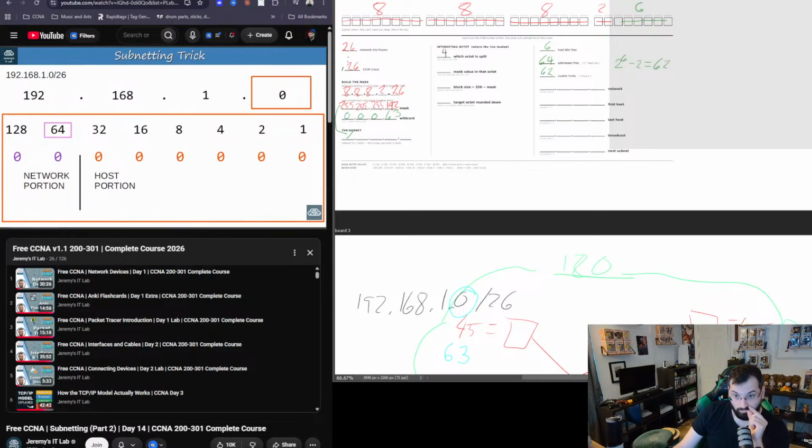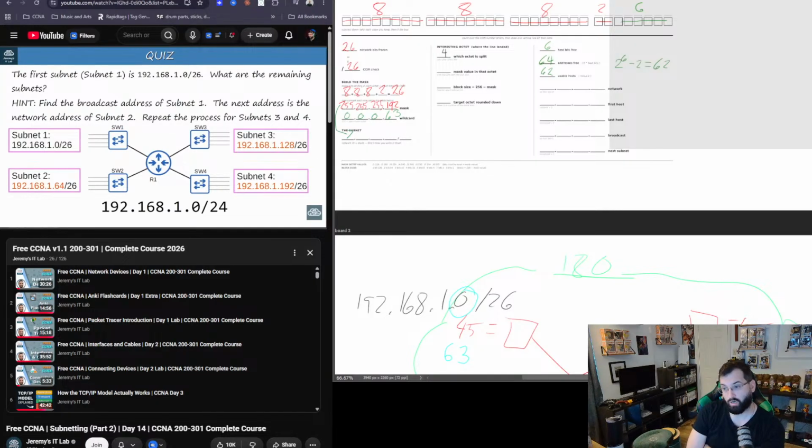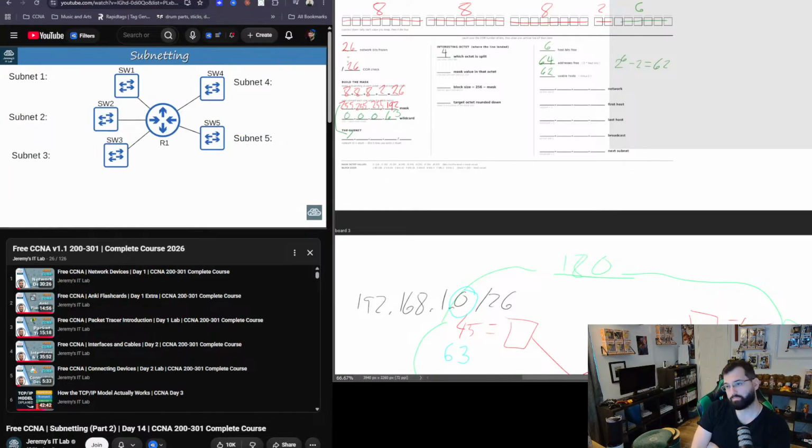Let's see. Add 64 and we get 192.168.1.64, which is the network address of subnet 2. Add 64 again, and we get 192.168.1.128, which is the network address of subnet 3. Finally, add 64 again, and we get 192.168.1.192, which is the network address of subnet 4. So, as you can see, by adding 64 each time, we were able to find the network addresses of each subnet. Now let's try another similar exercise.